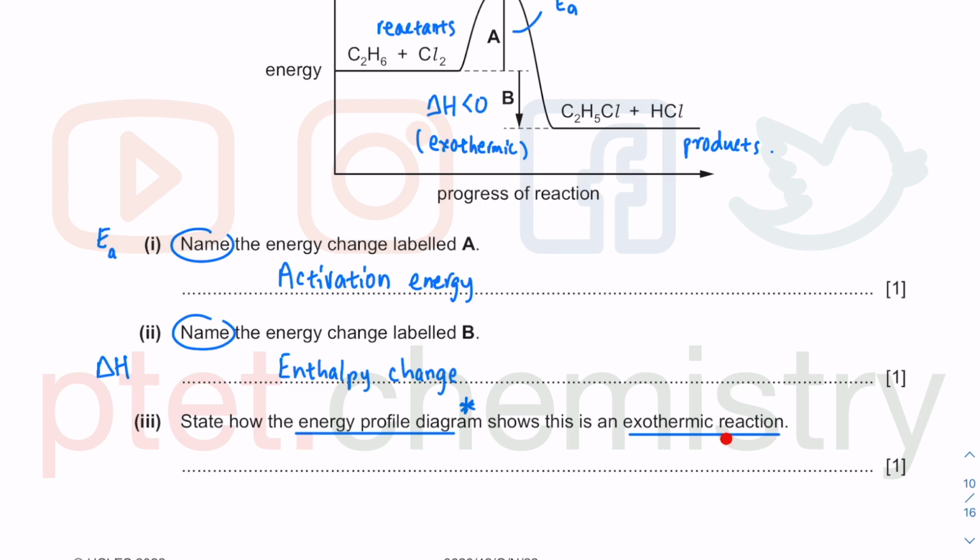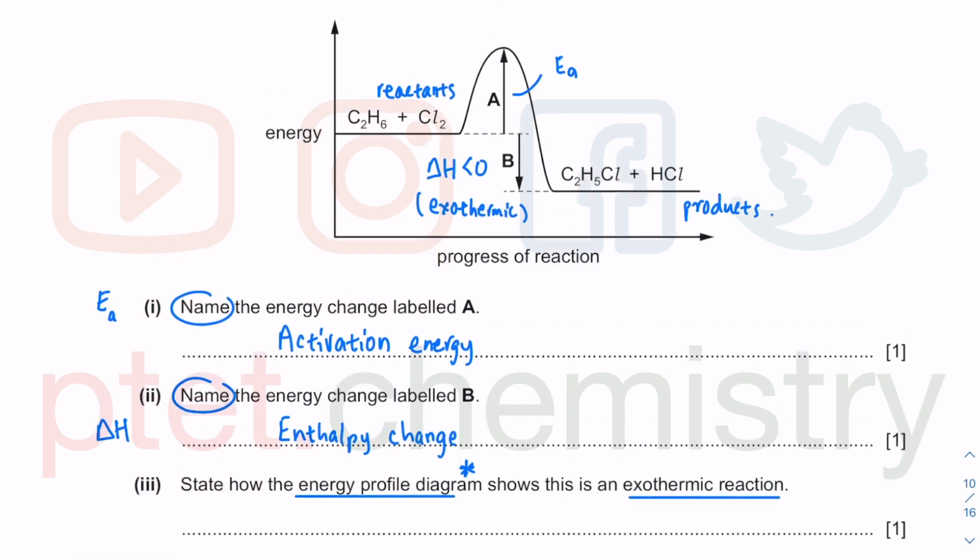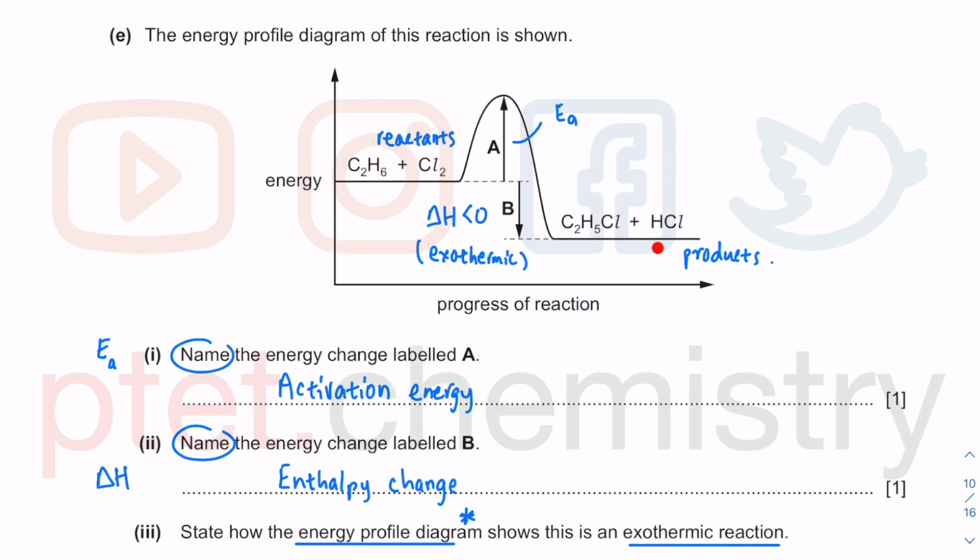We know the exothermic reaction results in an increase in temperature of the surroundings, but there is nothing in this diagram that shows us temperature, what happened to the solution, what happened to the temperature of the solution. There is nothing in this graph that shows that. What this graph shows is energy level of reactants and products.